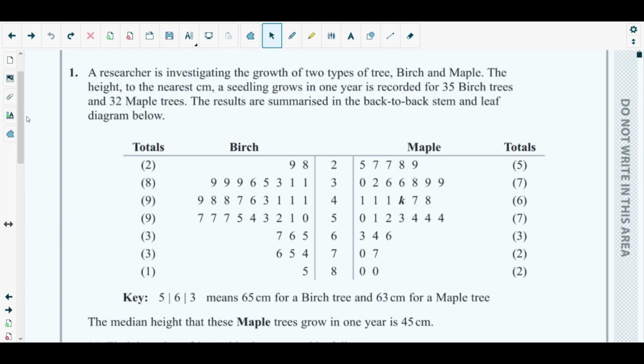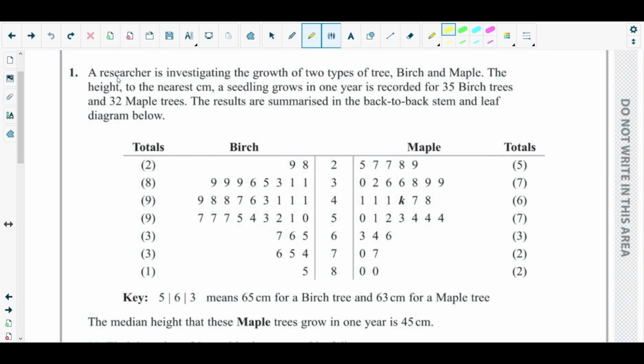Chapter 2 is measures of location and spread in your Statistics S1 book, and chapter 3 is representation of data. In order to solve this question, you should definitely have solved questions from chapter 2 and chapter 3 of your S1 textbook. So let's get started with the first question of the May 2024 paper.